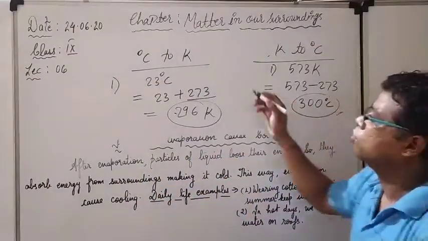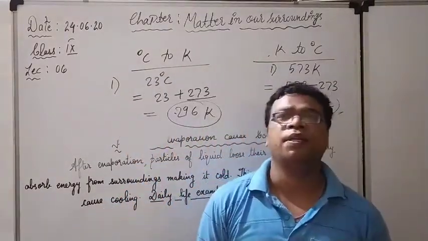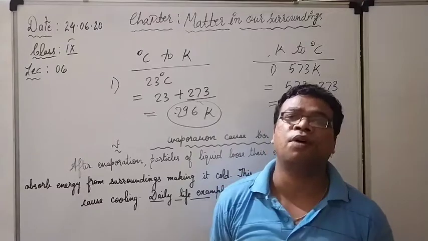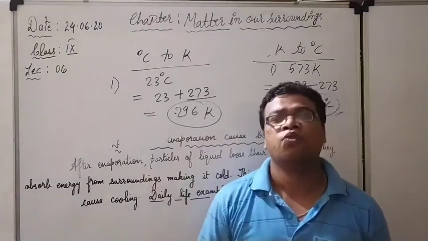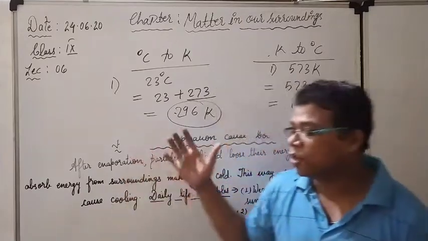So when we want to convert degree centigrade into Kelvin, we have to add 273, and when we have to convert Kelvin into degree centigrade, we should subtract 273 from the Kelvin scale. So this is all about the lecture.